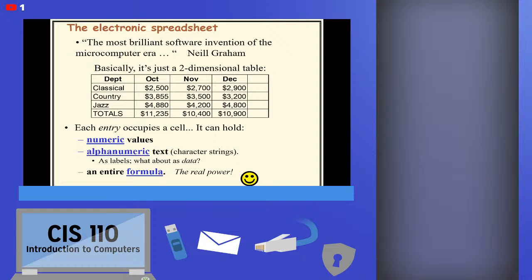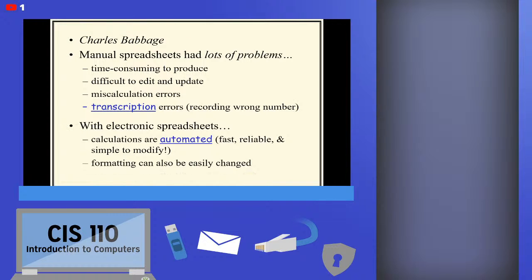And we have the roots of this that go all the way back to Charles Babbage, in the mid to late 1800s. I think we've mentioned Charles Babbage before, the inventor of the difference engine. The difference engine being the first mechanical computer. And really, it was just a glorified calculator.